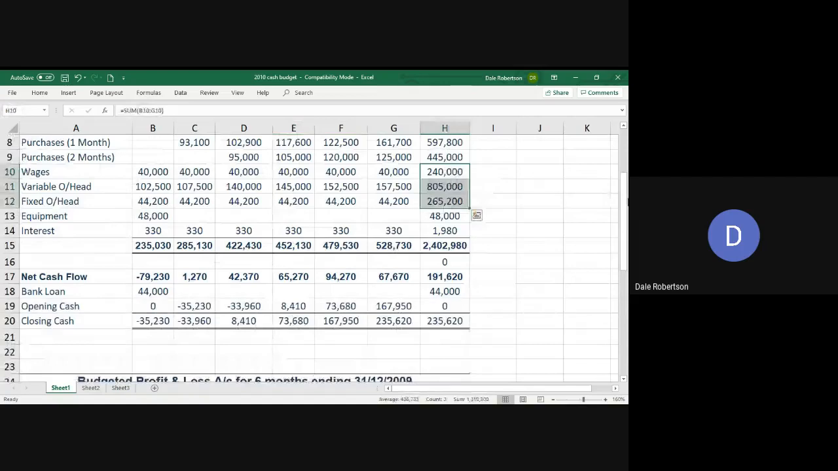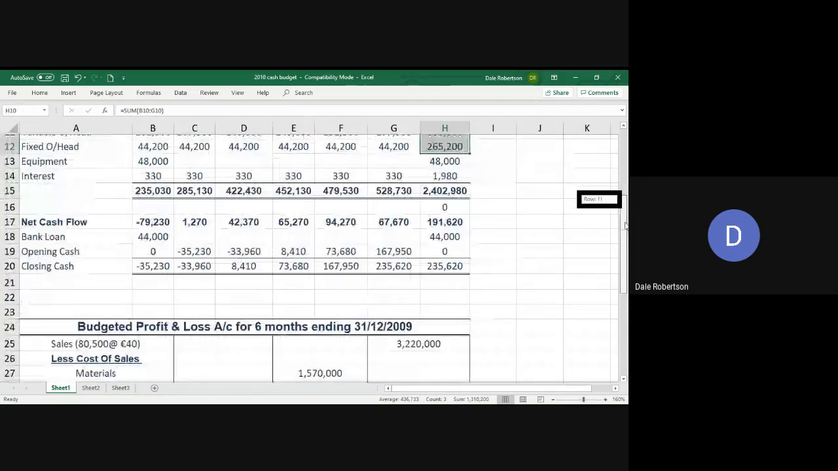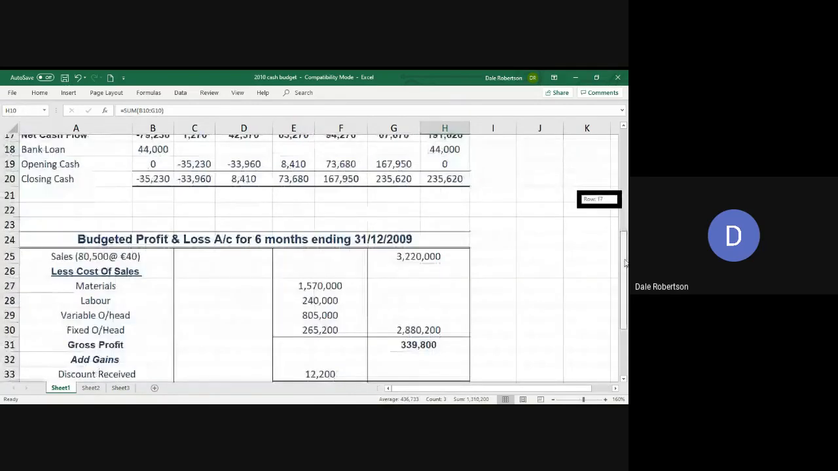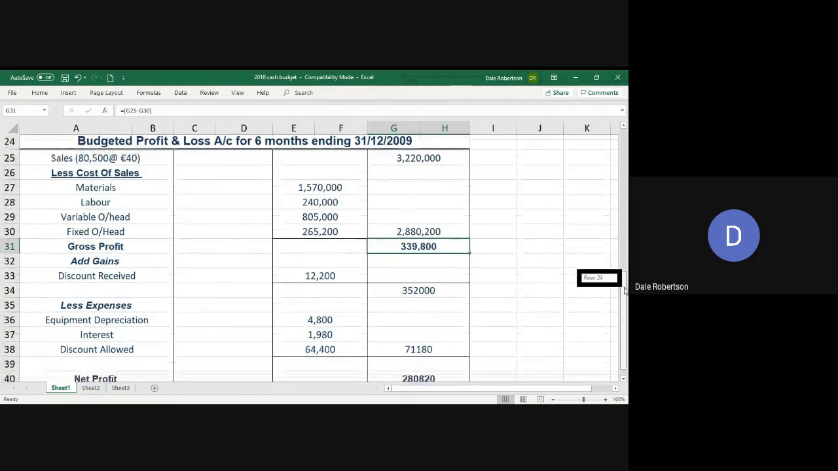So therefore, they were already added up for you, and you just had to translate them down into the cost of sales. You add up these four cost of sales to get your 280,880,200, which you take away from the sales to get your gross profit. All of those numbers are straightforward enough. Here it gets a little bit trickier.